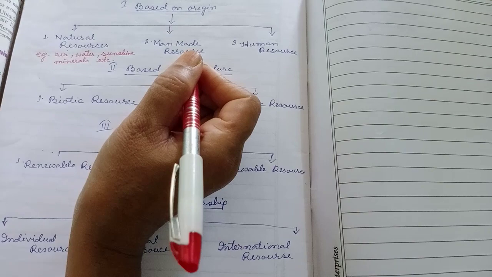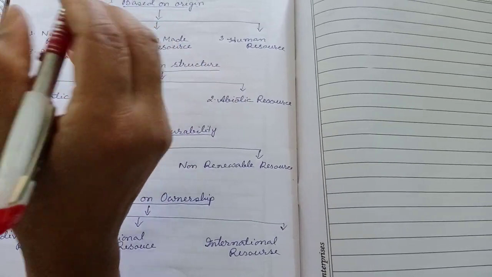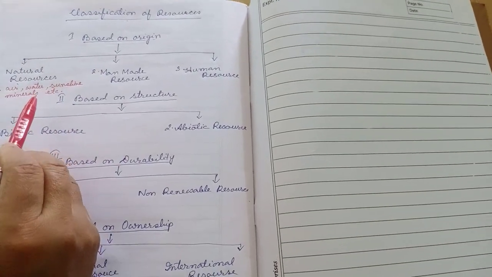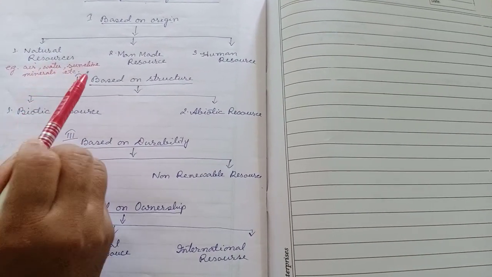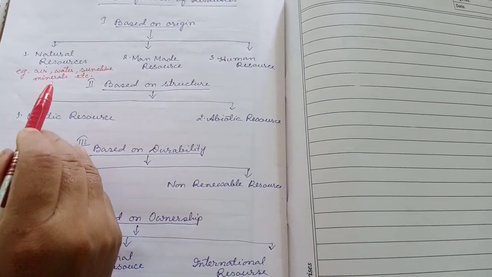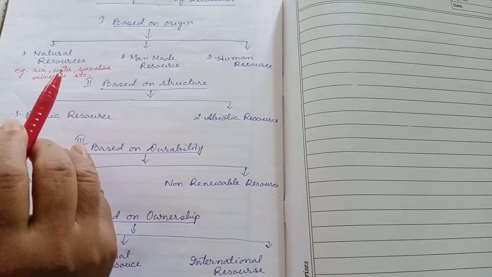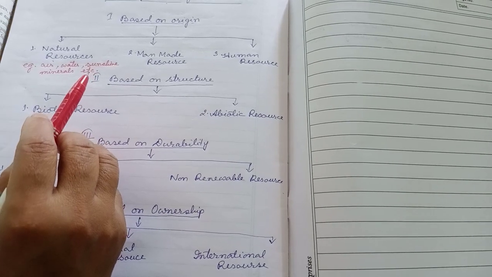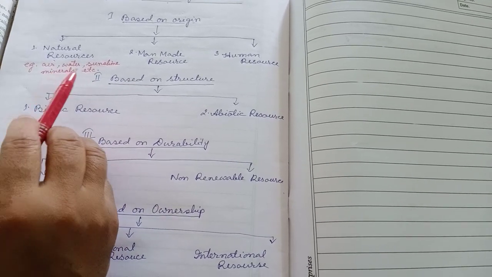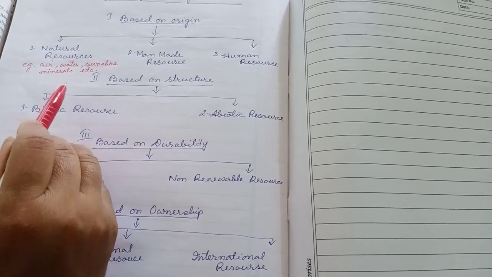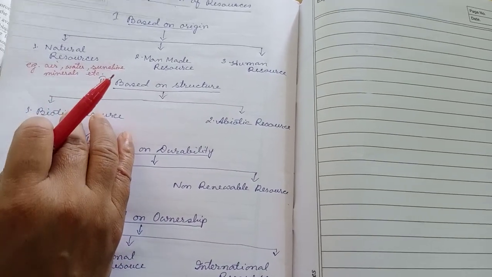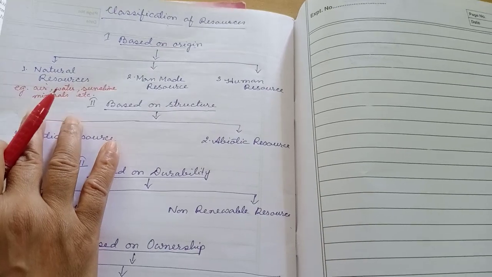Now again, among these natural resources, some give us energy, like coal, mineral oil, and natural gas. They give us energy for running industry and all. So these three natural resources are called energy resources. Keep this in your mind, because often in the HSLC exam this question comes.